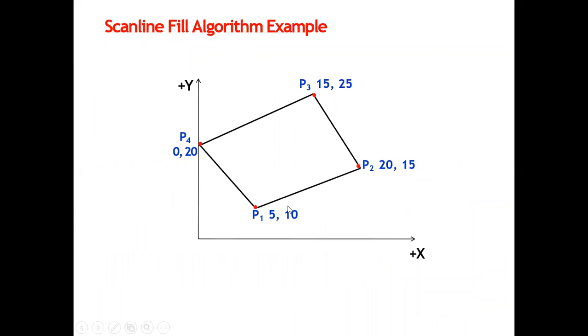Let us take an example in order to clearly understand the scanline fill algorithm. In this example we have a polygon with 4 points. P1 is (5, 10), P2 is (20, 15), where X is 20 and Y is 15. P3 is (15, 25), where X is 15 and Y is 25. And P4 is (0, 20), where X is 0, so the point is on the Y axis, and Y is 20. Taking the X axis and Y axis, this is Y is 15, this is Y is 20, so I get a polygon like this.